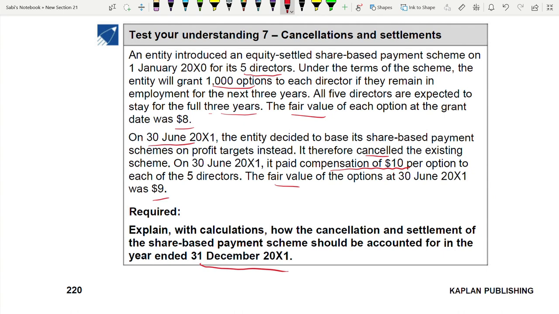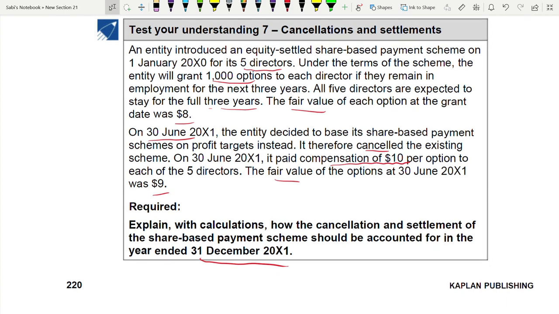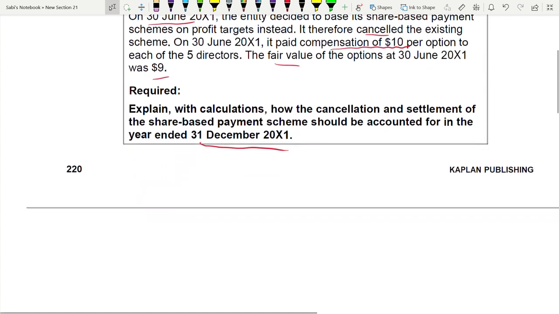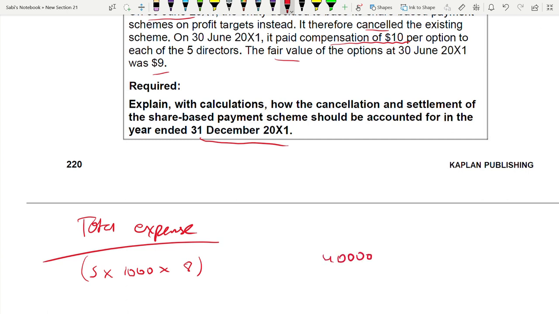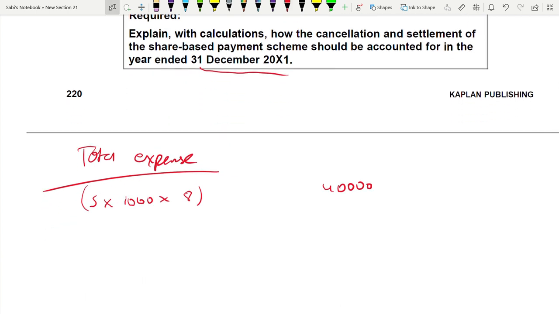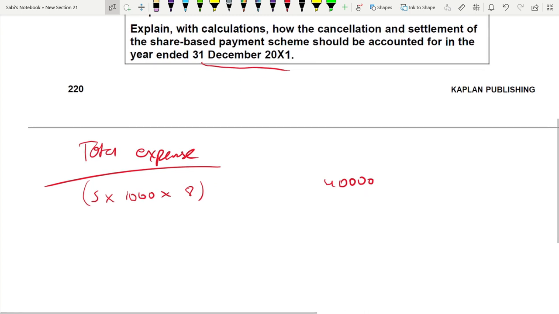Now let's calculate this. First, find the total expense. How many directors are there? 5 directors into 1000 options. Fair value at the grant date was 8. So it is 40,000. This is an acceleration of vesting, so you do not divide it over 3 years. This is the total expense.